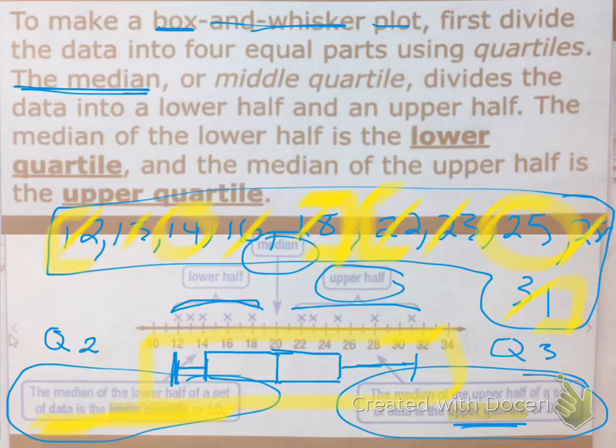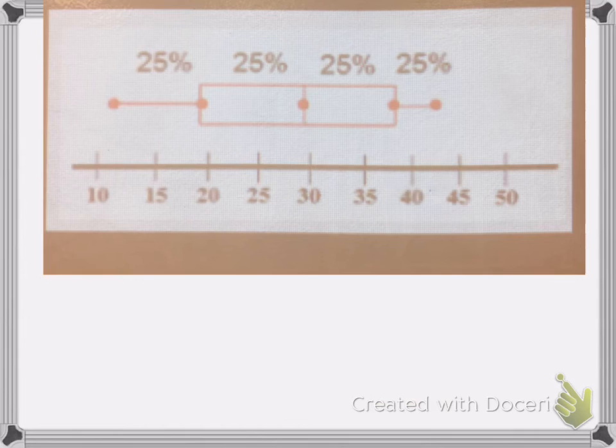Basically, all you are doing is you are finding the median of the whole set. You divide it and find the median of the lower half and find the median of the upper half to find what are called your quartiles, or Q2 and Q3. All right, so this is a box plot, and there's some information that you can get from it. You've got your min, which is here. That's your minimum. Then you've got your Q1.